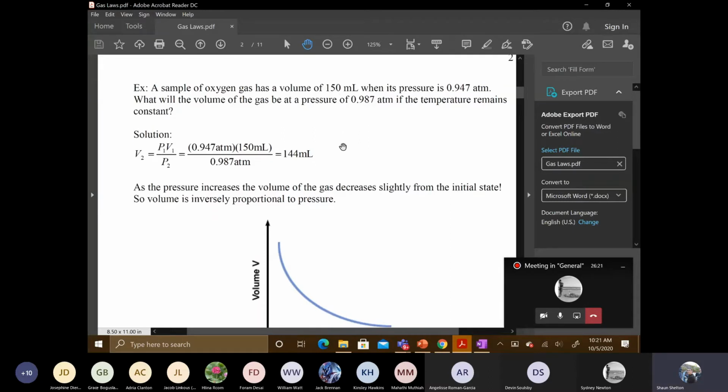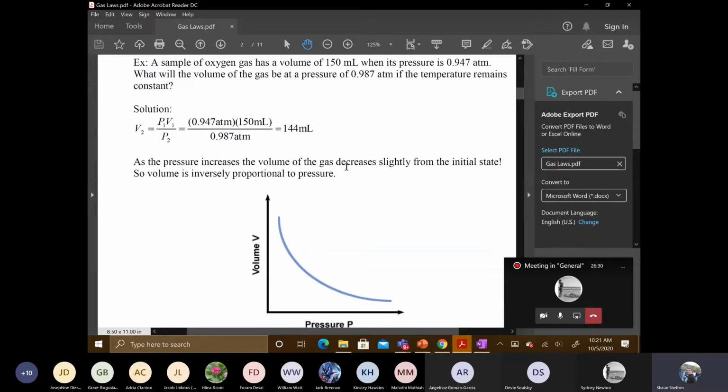So Boyle's Law basically, again, talks about pressure and volume. As the pressure goes up, the volume goes down. Any questions on Boyle's Law?